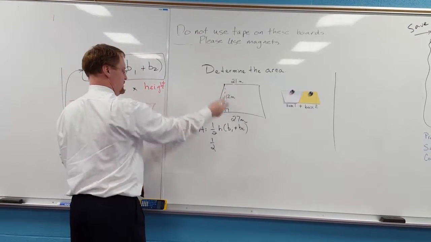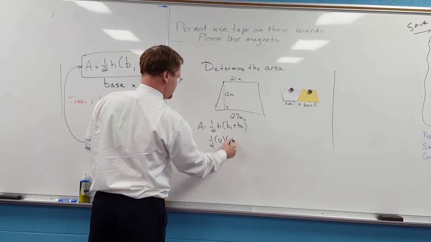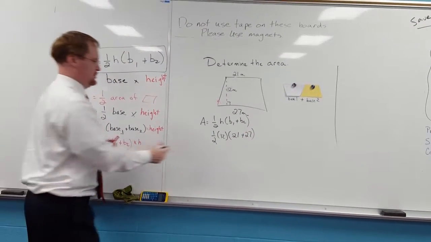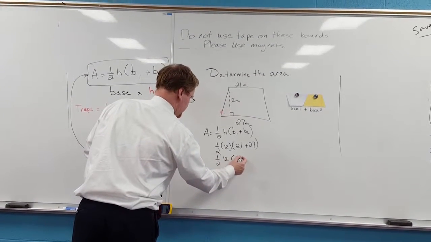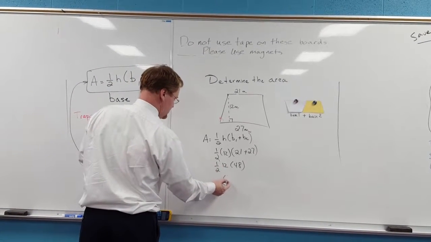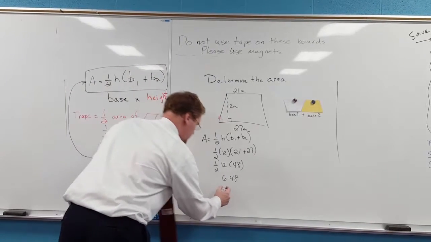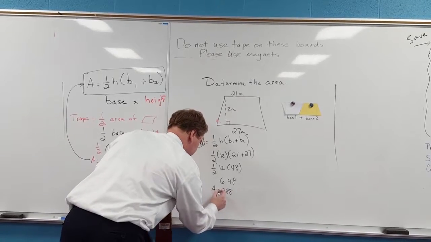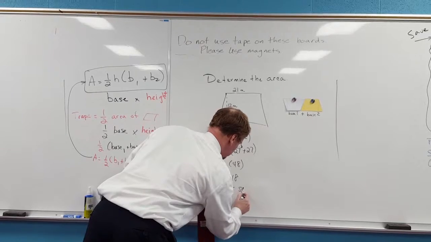The height is 12. Base 1 is 21, base 2 is 27. And if you're worried, you can switch those around, call them 27 and 21. So we have 1/2 times 12 times 48. Half of 12 is 6 times 48. And if we do a little multiplying in our head, we get 288. And of course, we want to have a unit, and these are squares, so square meters.